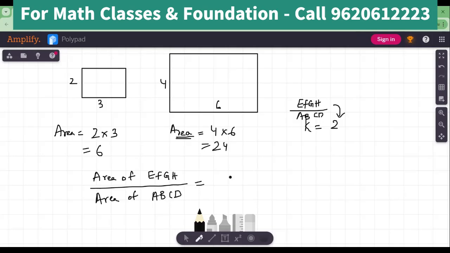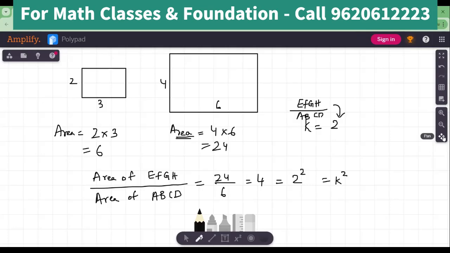When we divide that, it is 24 divided by 6. 24 divided by 6 is 4. And 4 is nothing but 2 squared. 2 is nothing but our proportionality constant. Right? Isn't that beautiful? Now, does this apply only to rectangles? No, it applies to any kind of shape.